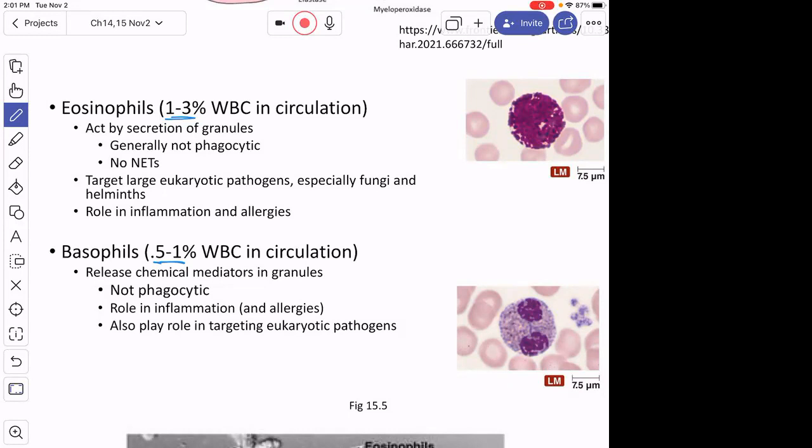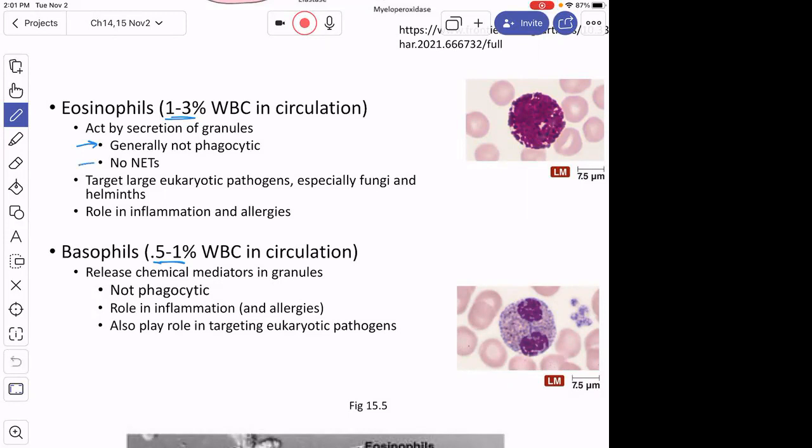Mostly they act by secreting their granules, so by degranulation. Anyway, you know what I mean. Generally, they're not phagocytic. Apparently, eosinophils can phagocytize, but they don't normally do that. I think there's a homework question about that that's a little bit confusing. So they can phagocytize, but it's not the normal way that they act.